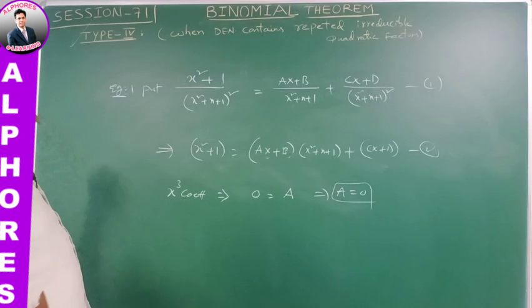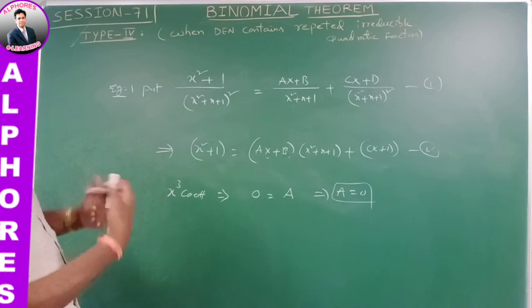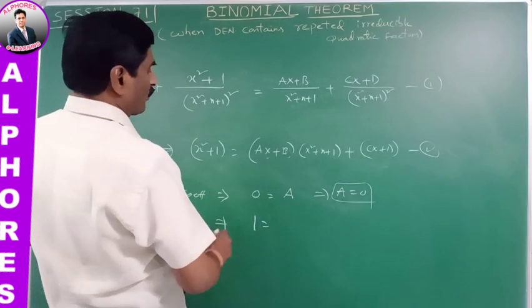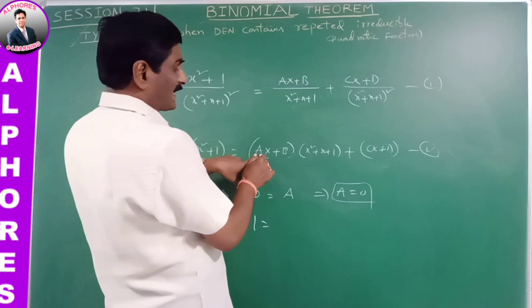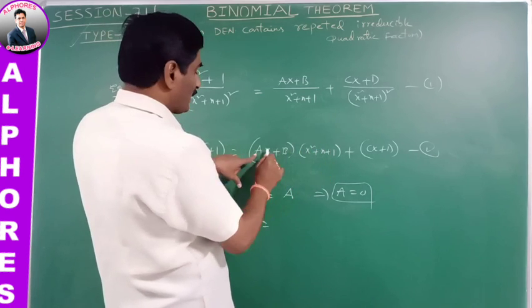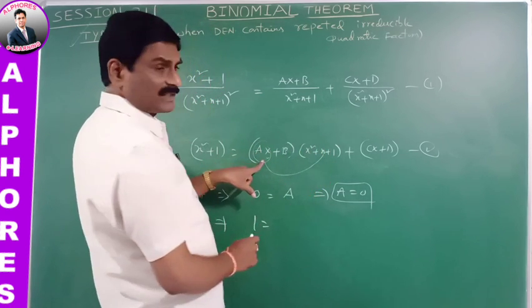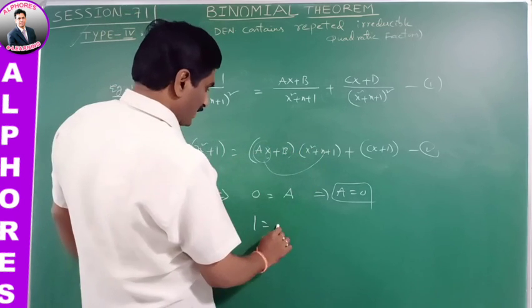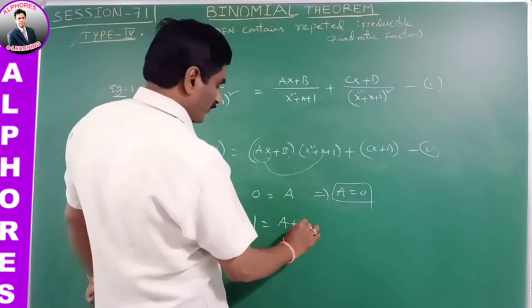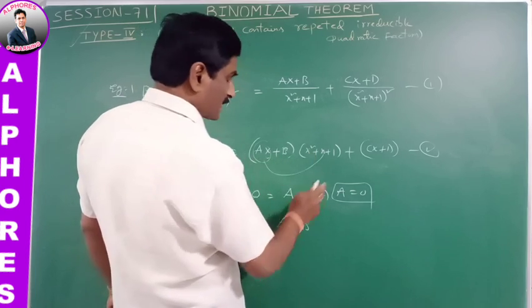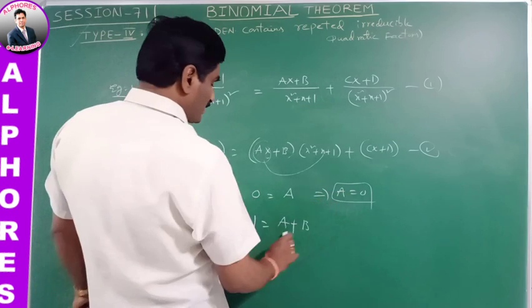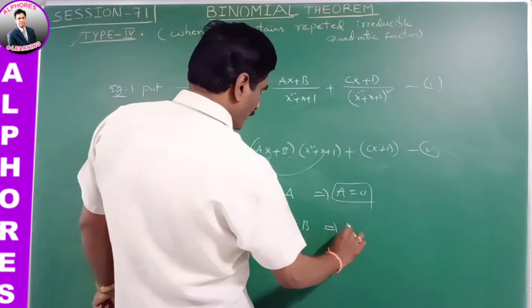Next, what is the next higher power? x square coefficient. Compare x square coefficients. 1 is equal to, what is the x square here? ax into x means ax square. Next, constant into x square means x square. Here x square coefficient is a plus b. Here there is no x square coefficient on the left. Already we found a value is 0. So what is the value of b? b is equal to 1.